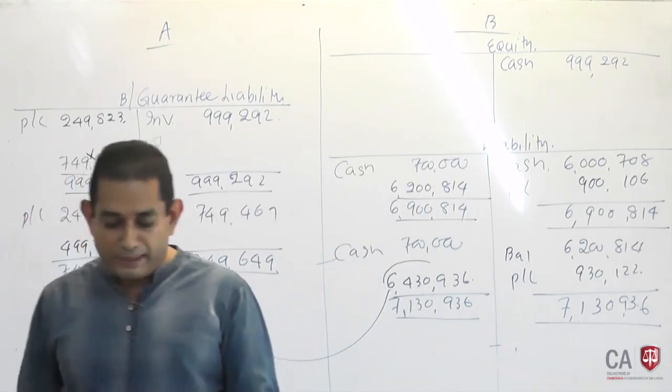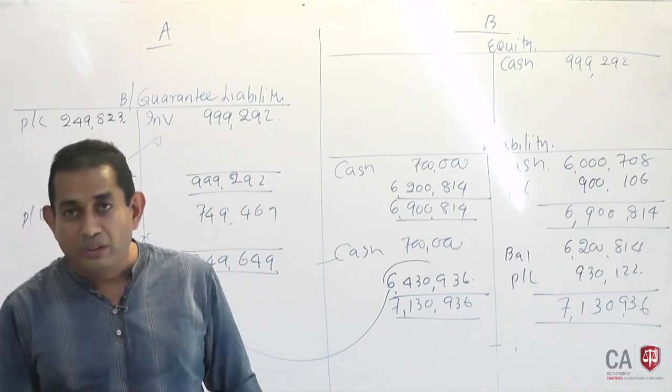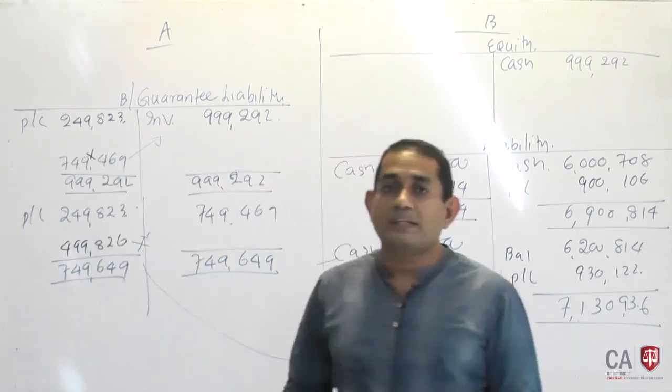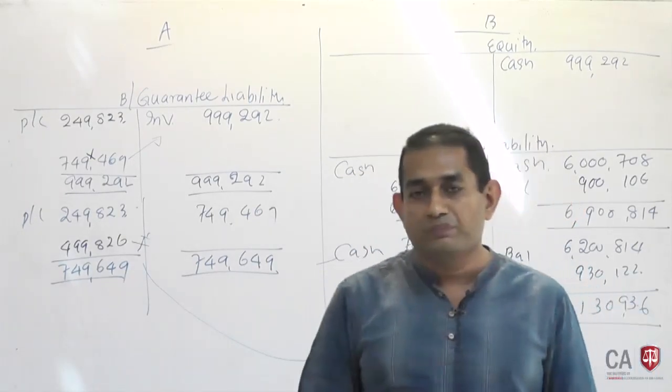I took bank guarantees as an example illustration. And this is the end of our discussions of LKAS 32, bit of a heavy and a bulky discussions.